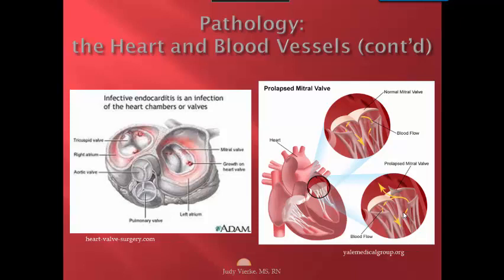Pericarditis, as in your book, is inflammation of the outer covering surrounding the heart. Rheumatic heart disease is from rheumatic fever, and it can cause damage to the valves as well.